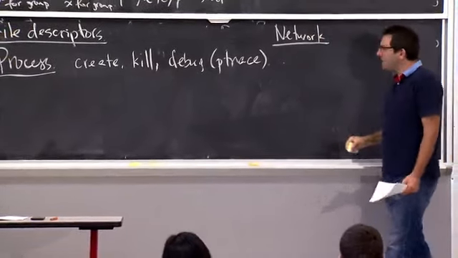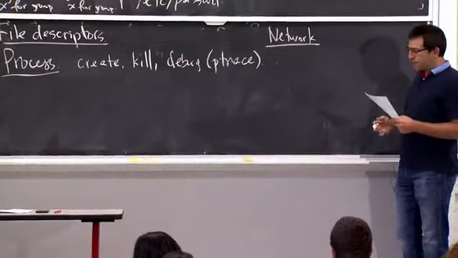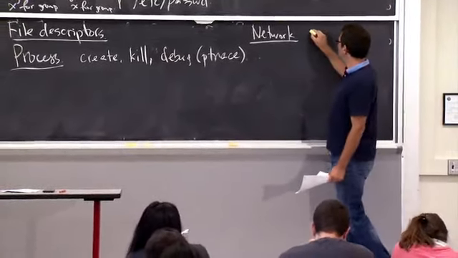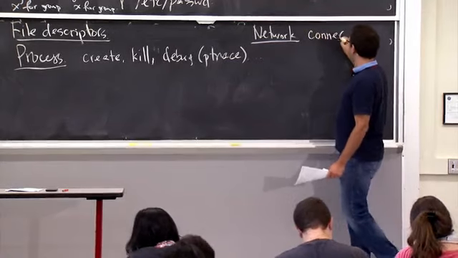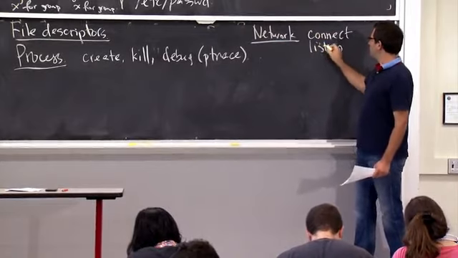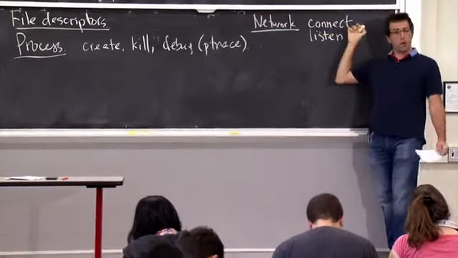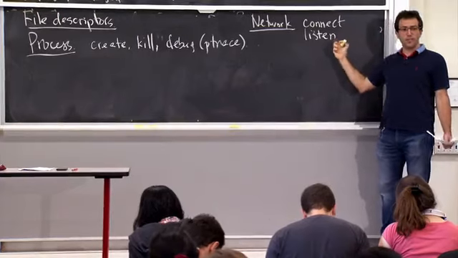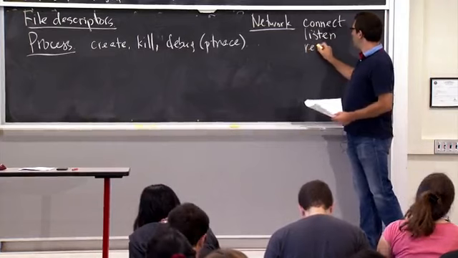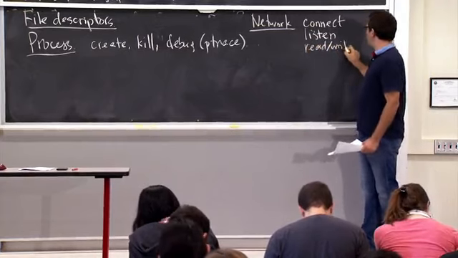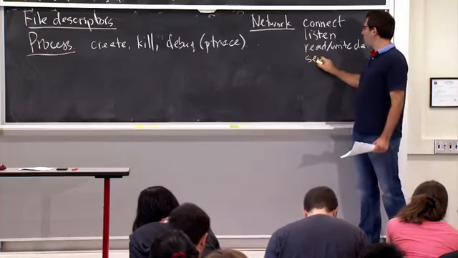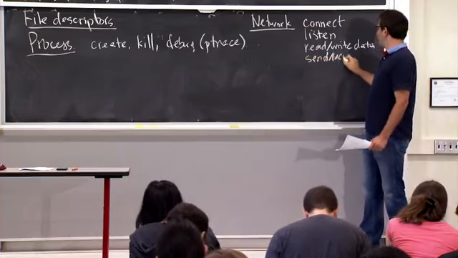And it has a slightly different set of rules. So I guess the operations we really care about on the network are presumably connecting somewhere, or maybe listening for connections as well. So you might want to connect to some web server, or you might want to run a web server yourself and listen on a particular port. Maybe you want to read data from a connection, or read and write data on some existing connection. Or maybe you want to send or receive raw packets.